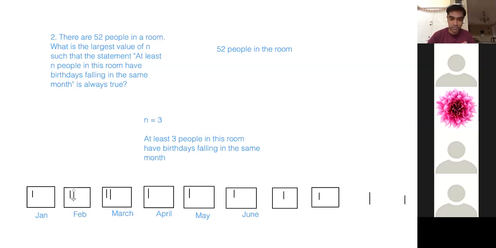5. Yeah, so if I have 5 people, it doesn't need to be true. Okay, the final answer is 5, yes, that's correct. But let's go back to this. At least 3 people in the room have birthdays falling in the same month. I'm saying now we have 52 people in the room, but if I had fewer people in the room, when could this not be true?